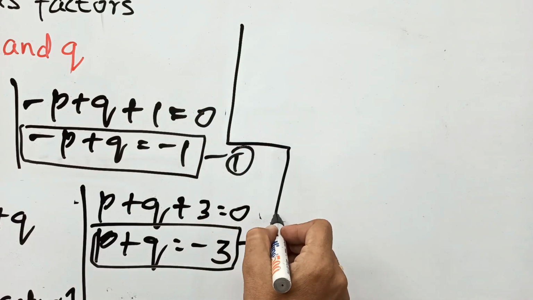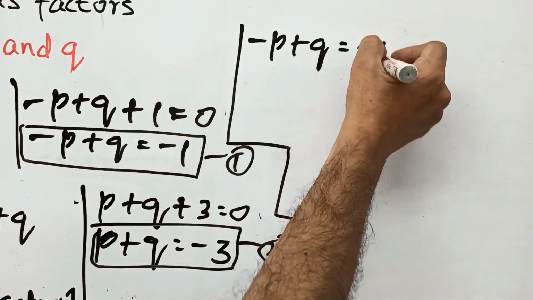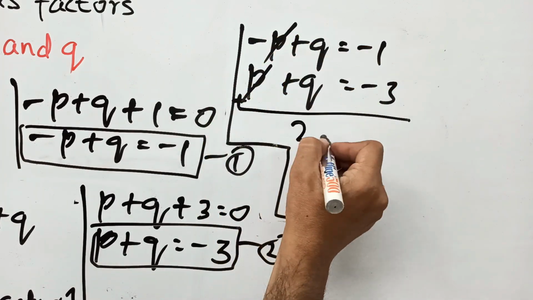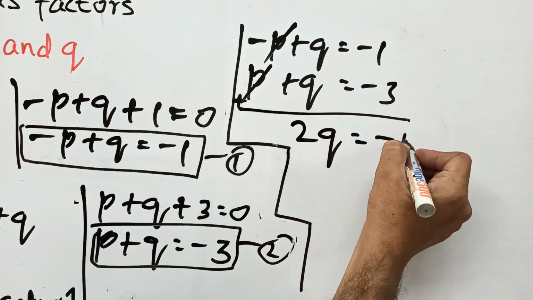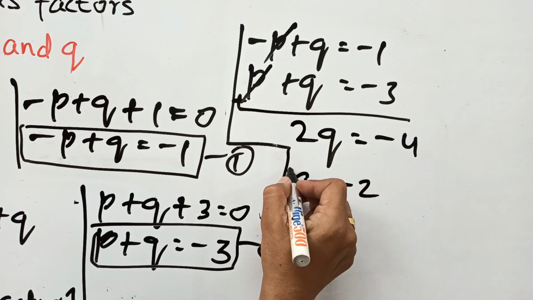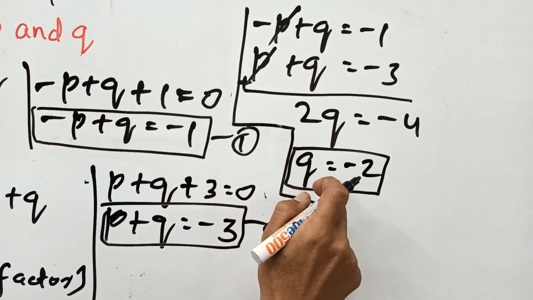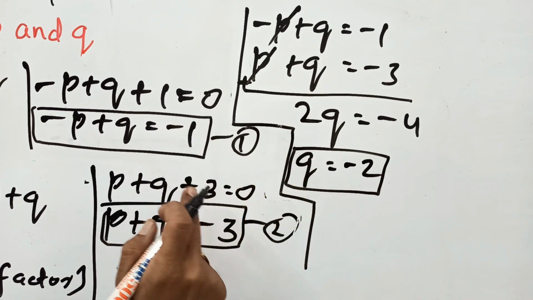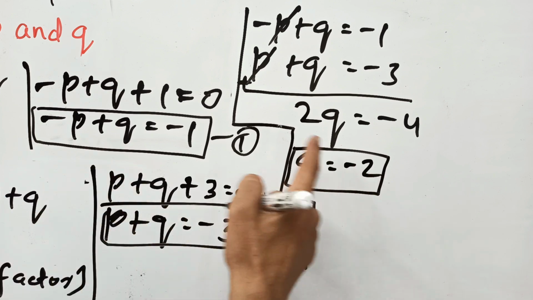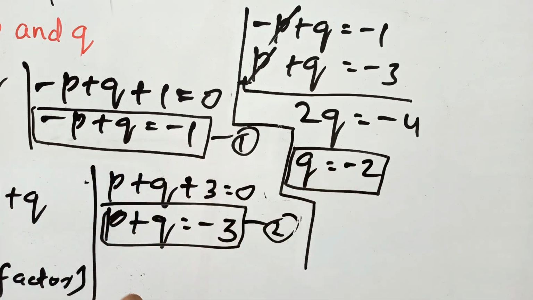Now let us solve these two equations and get the values of p and q. We'll add these equations: minus p plus p cancels, q and q make 2q, minus 1 minus 3 is minus 4 after adding. So q will be, after dividing, minus 2. Now we can put the value of q in either of the equations to get the value of p.